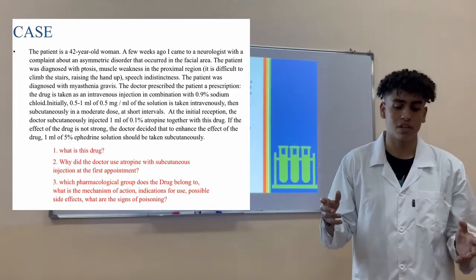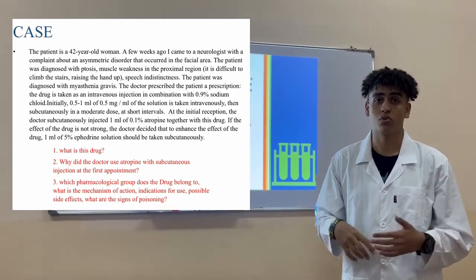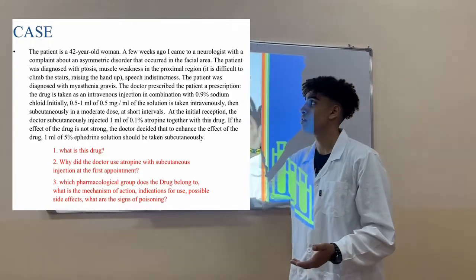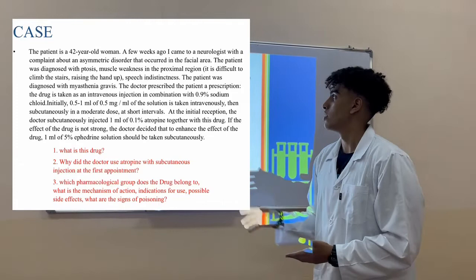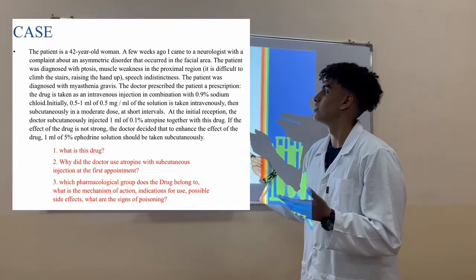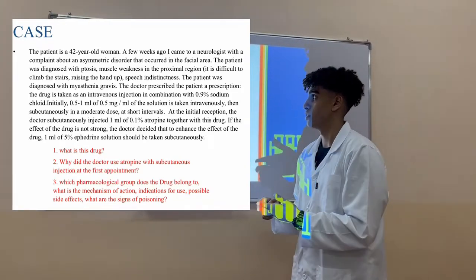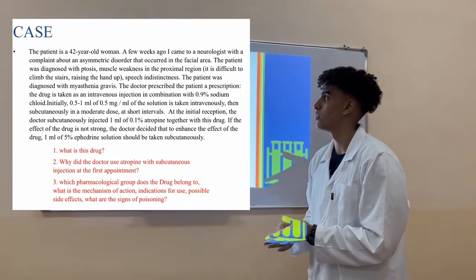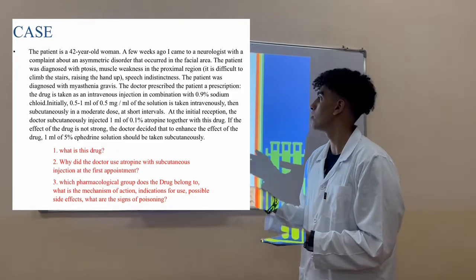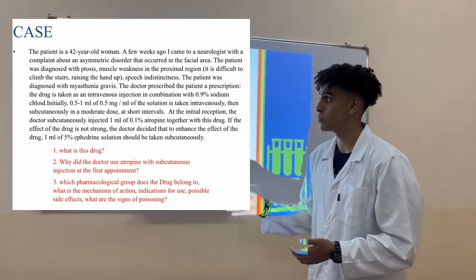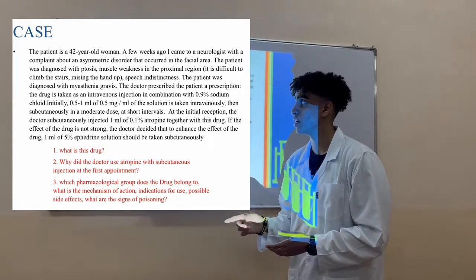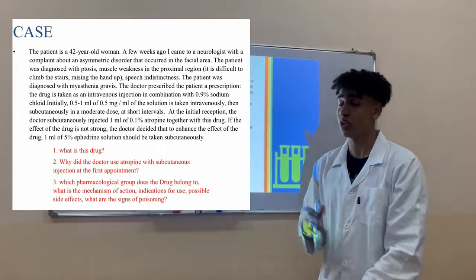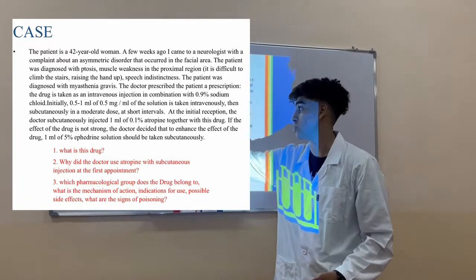It's hard for her to do normal casual work, such as raising her hands or climbing stairs, and she also has speech thickness. The patient was also diagnosed with myasthenia gravis, and the doctor prescribed the patient a drug taken by intravenous injection, as we were just talking about types of injection. Intravenous injection is one of these types of injections.